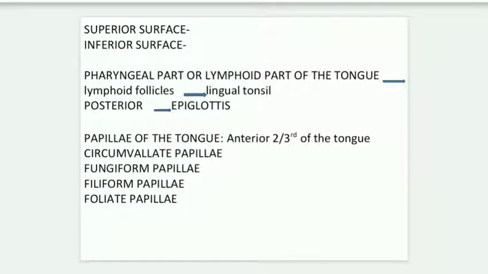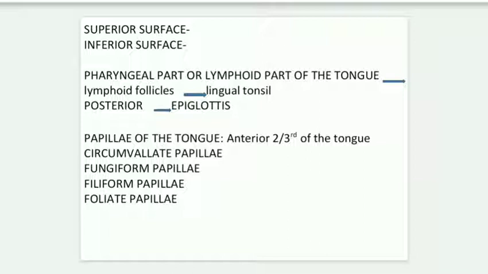Then the pharyngeal part or lymphoid part of the tongue shows some lymphoid follicles, which are collectively called the lingual tonsil. It lies behind the palatoglossal arches and the sulcus terminalis, which is marked by a V shape. At the posterior part, it is connected to the epiglottis by 3 folds of mucous membrane. That is the posterior part of the tongue.